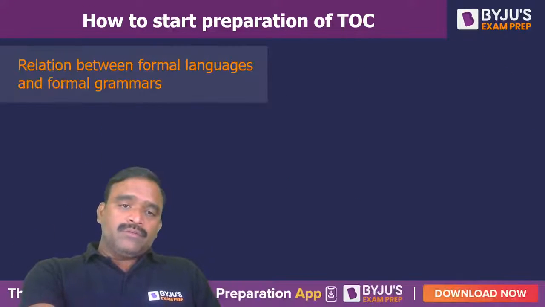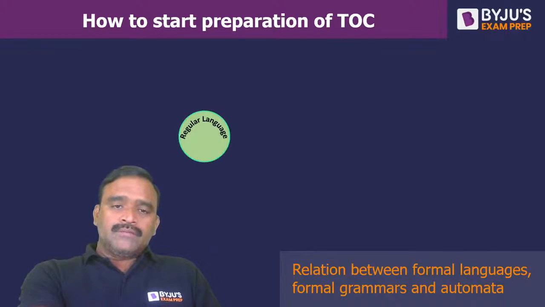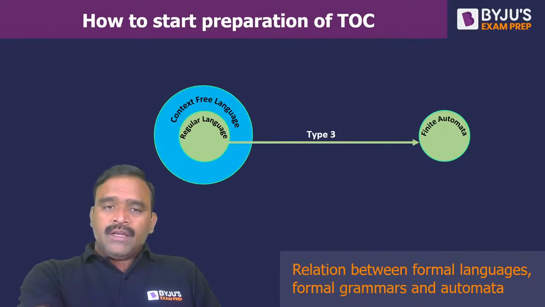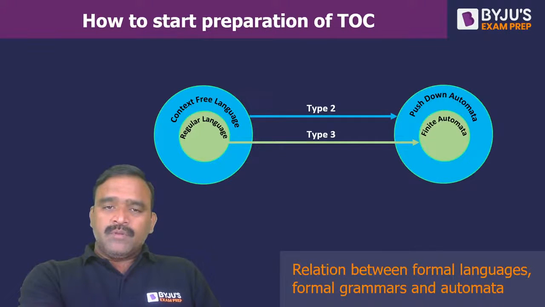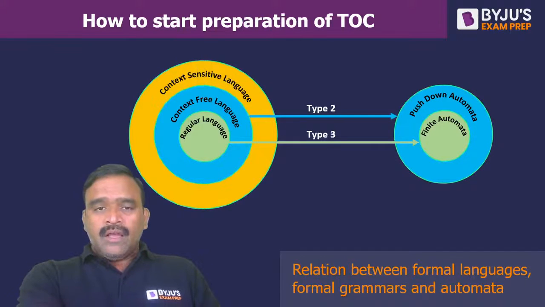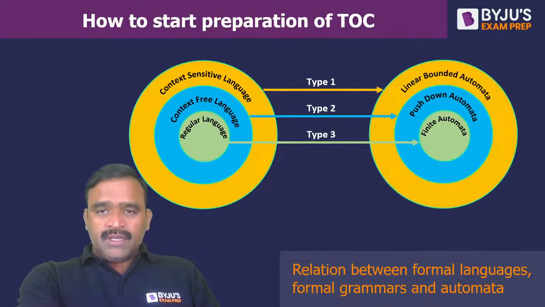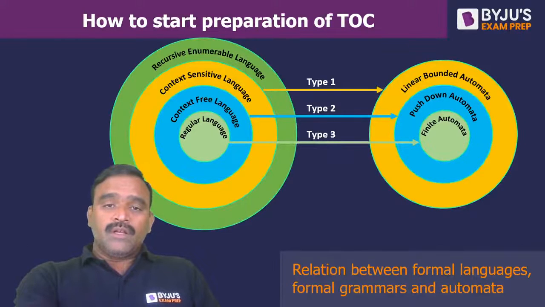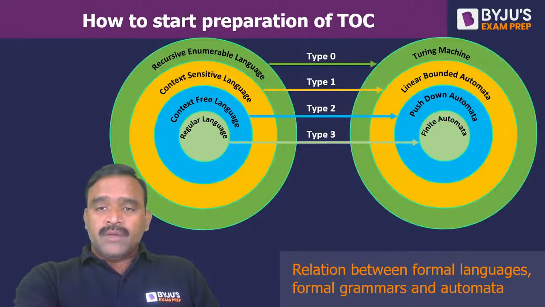Now coming to the relation between formal languages and formal grammars, you can see it is like this. Regular languages, type 3, are recognized by finite automata, and context free languages, type 2, are recognized by pushdown automata. That means pushdown automata is more powerful than finite automata. So it is a comparison of the powers of the machines. Context sensitive languages are recognized by linear bounded automata. LBA is more powerful than PDA and finite automata also. And Turing machine is more powerful. All recursively enumerable languages are recognized by Turing machine. This is how the relation is defined here.